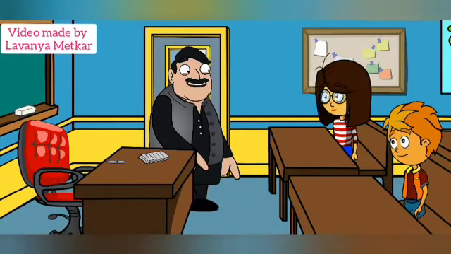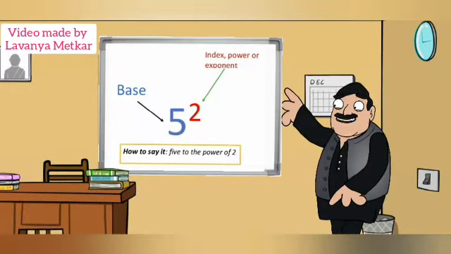Now let's move further. Now let us learn what is base and what is index. You can see that on the blackboard it is written as 5 raised to 2. So here 5 is the base and 2 is the index. The main number is always called the base, and the number that it is raised to, 2, is the index of 5. The index is also called the power. The power of 5 is 2.